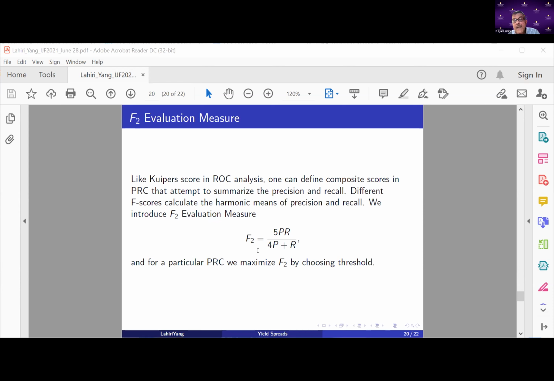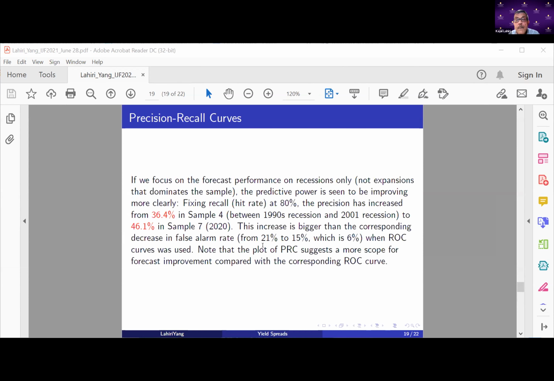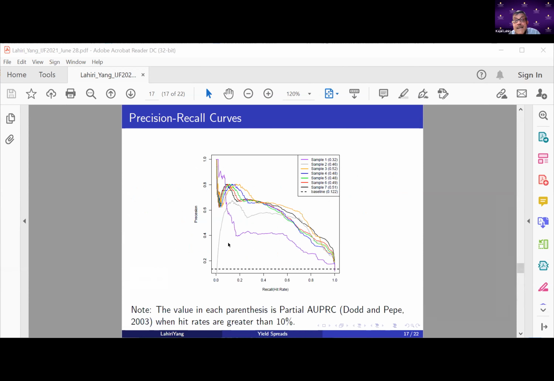and their measures. In our case, you see F2, which is defined this way: P is the precision, R is the recall rate. This F2 measure is identical to the Kuiper score. You get exactly the same result. So it depends on how much you value P and R, the relative value. You can locate yourself at a particular point on the PR curve. But an important point is that here also you can measure the area under the curve.